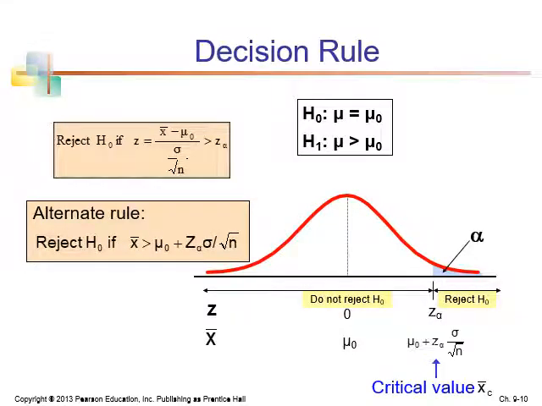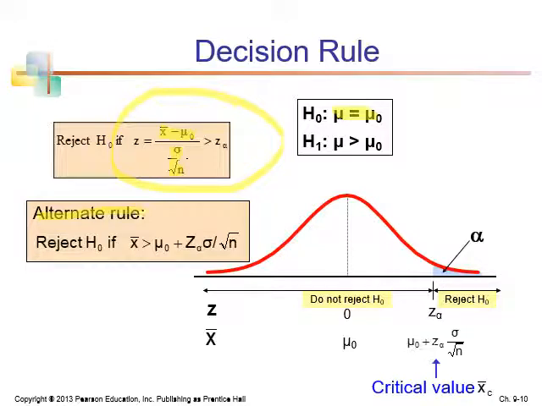So here's the decision rule. First, you convert the hypothesis into some sort of Z distribution. The Z value is simply attained by subtracting the hypothesized value from the sample mean, divided by the standard deviation over square root of n. This is one way to look at it.